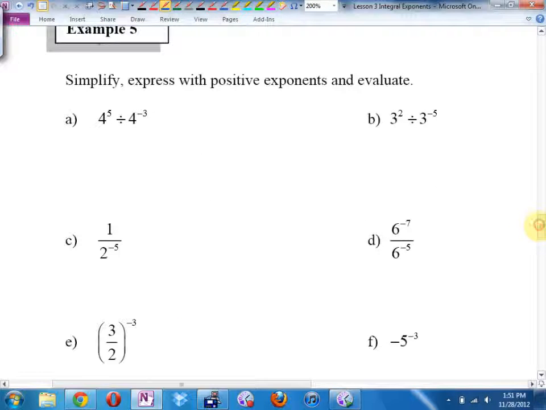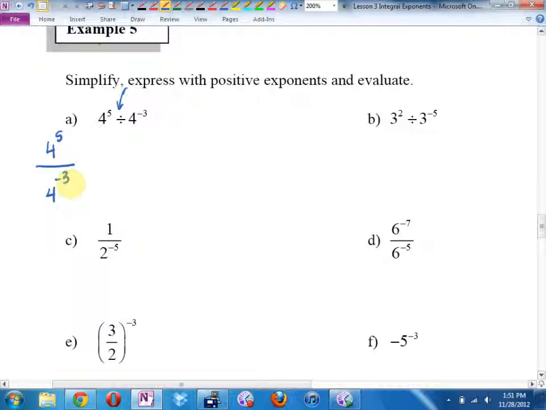Yoink. It says, simplify, express with positive exponents, and evaluate. Now, I mentioned last day, I'm not a big fan of this as a division sign. I much like to see a fraction. Why do I like to see a fraction? I like to know what's on the top and on the bottom. So I'm going to quickly rewrite this, Brody, as 4 to the 5th divided by 4 to the negative 3. Is that the same question?